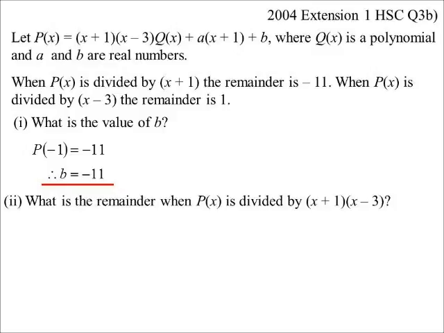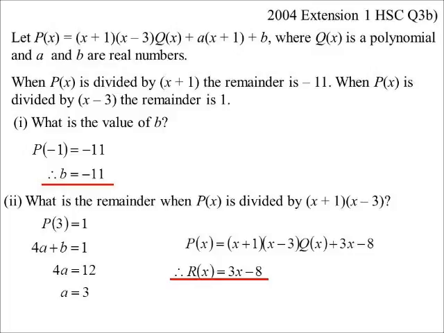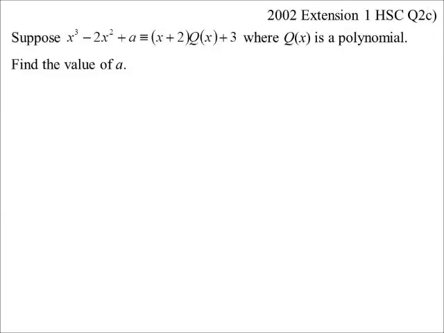What's the remainder when it's divided by the actual quadratic? Oh, well, now I've got to work out a. The other piece of information they told us, divided by x minus 3. Polynomial 3 is equal to 1. This time when I sub in 3, the first part becomes 0, but I get 4a plus b is 1. But we just worked out b was negative 11. So a is 3. So my remainder is 3x minus 8. In other words, it's 3 lots of x plus 1 minus 11, but when you tidy that up, you get 3x minus 8.